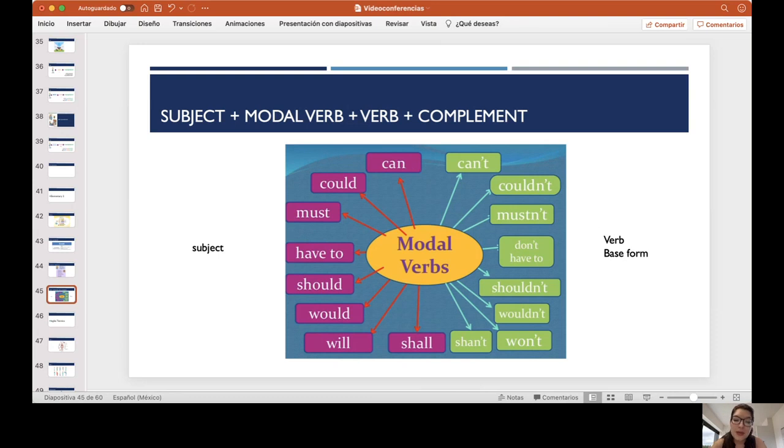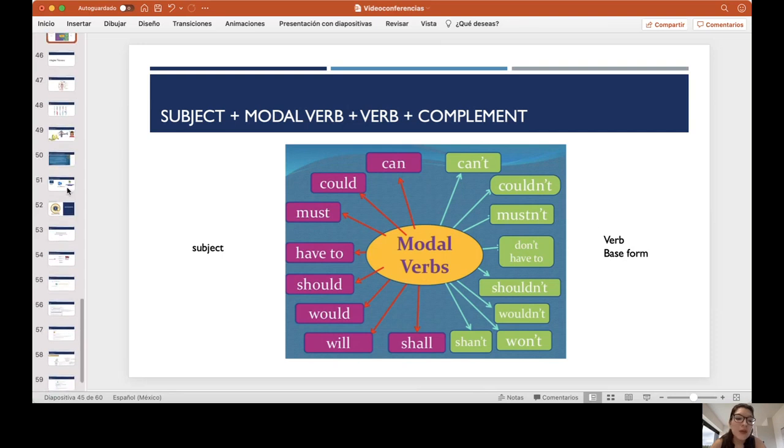Okay, we have it in affirmative or negative, and the structure is always the same. First the subject, then the modal verb in present, affirmative or negative, and then the base form and complement. Okay, so these are all the things that we're having for this course.